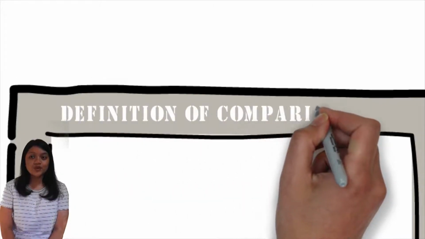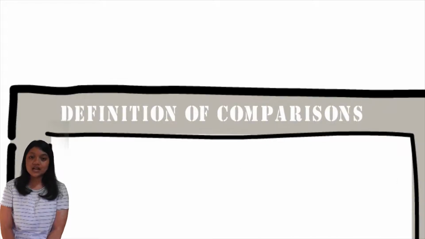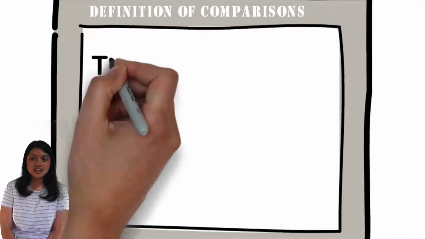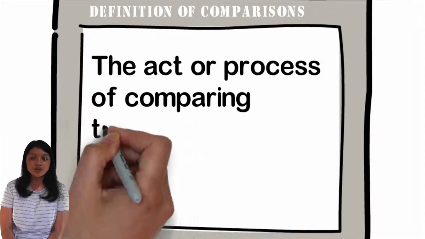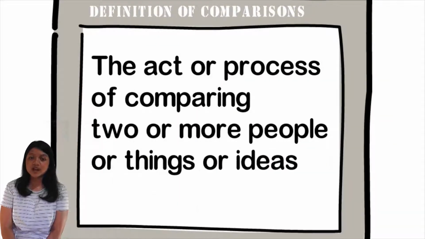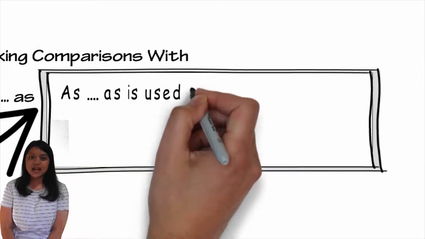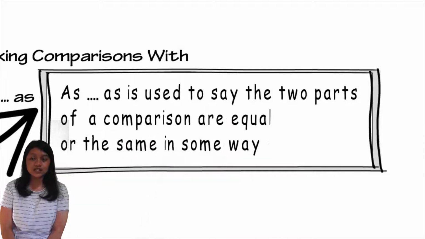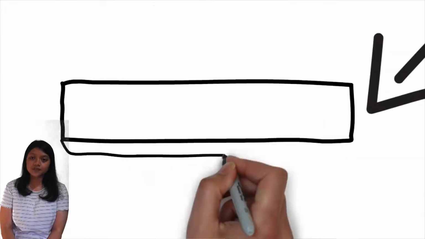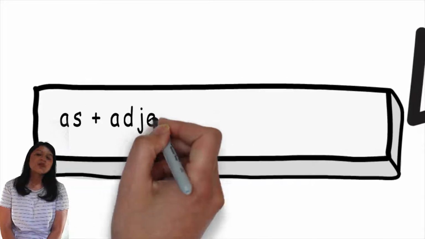In this video, we are going to explain comparison. The first one is the definition of comparison. Comparison is the act or process of comparing two or more people, things, or ideas. We can make comparisons with as blank as. As blank as is used to say the two parts of a comparison are equal in some way. The formula is as plus adjective or adverb plus as.